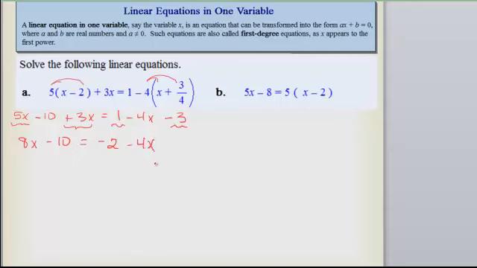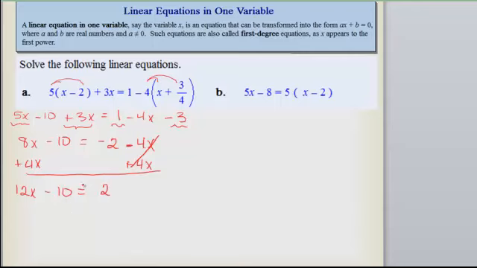The next thing you want to do is collect all of the x's on the same side of the equal sign. So in this one, we have a minus 4x. Well, to get rid of a minus 4x, we need to do the opposite, which is a plus 4x. We'll add 4x to both sides of our equation. So negative 4x plus 4x is 0. 8x plus 4x is 12x, and we bring down everything we didn't use.